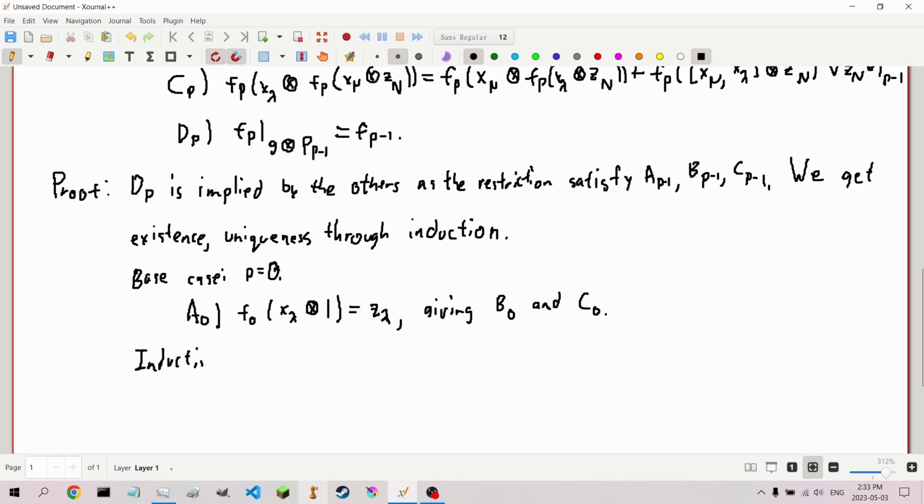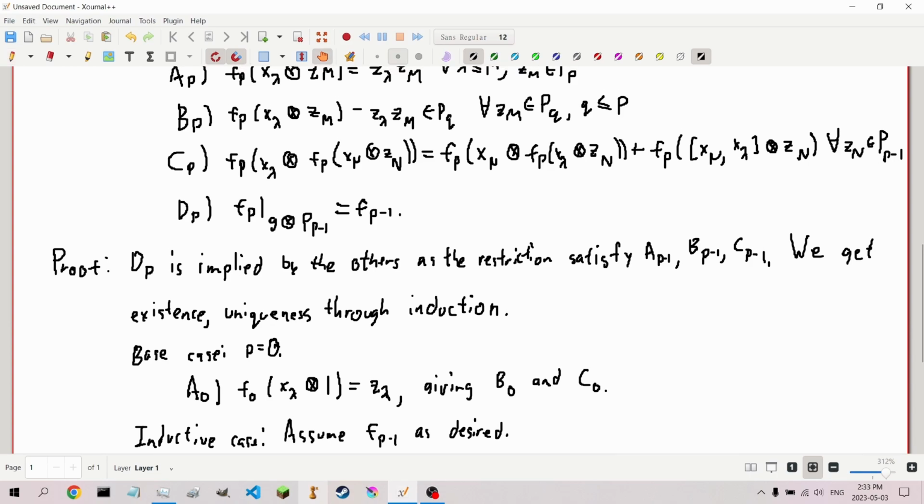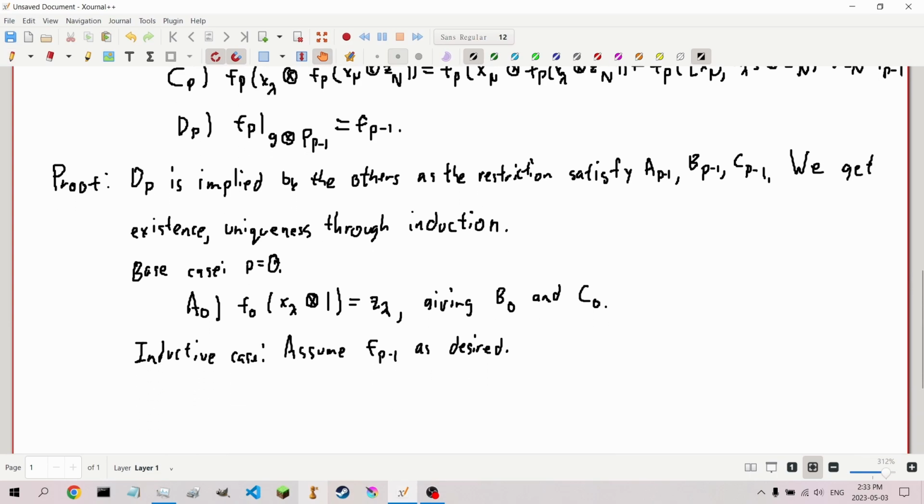Now, the inductive case. We're going to assume that we have Fp-1 as desired, and we want to extend this to our next order of polynomials.